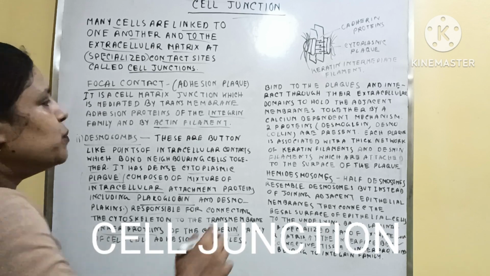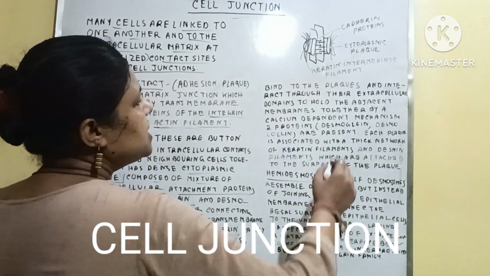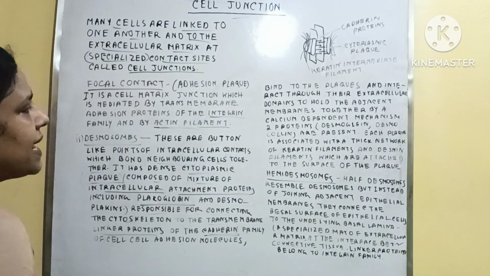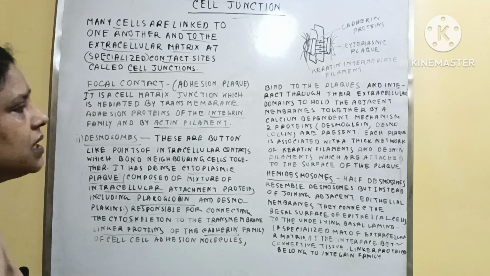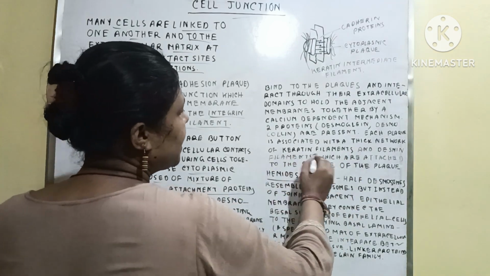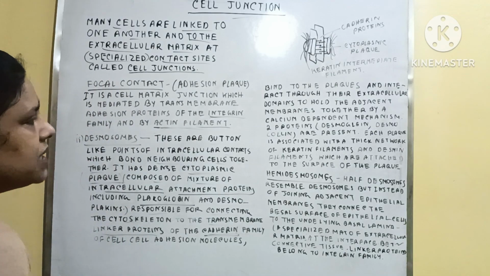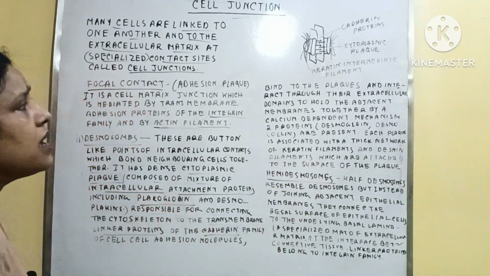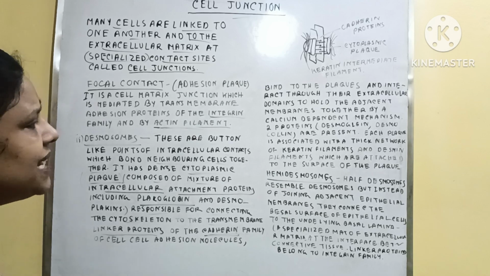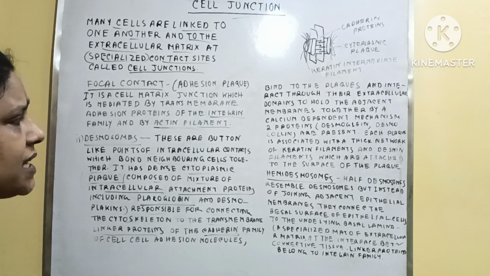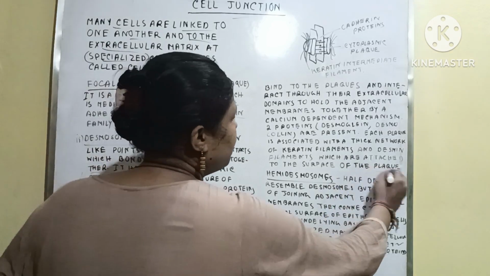Clear? And two proteins are present here. These are the desmoglein and desmocollin. These are present, and each plaque is associated with a thick network of keratin filaments and desmin filaments. So what kind of filaments are there? Keratin filaments and desmin filaments, which are attached to the surface of the plaque.